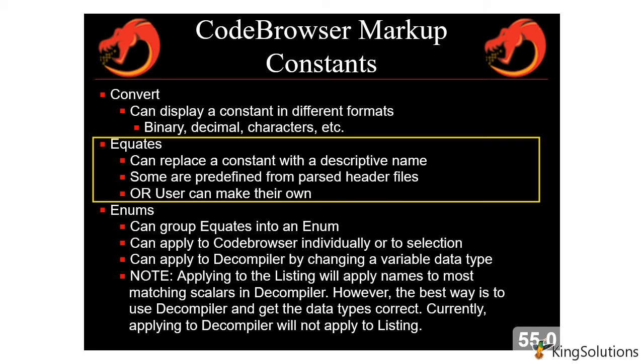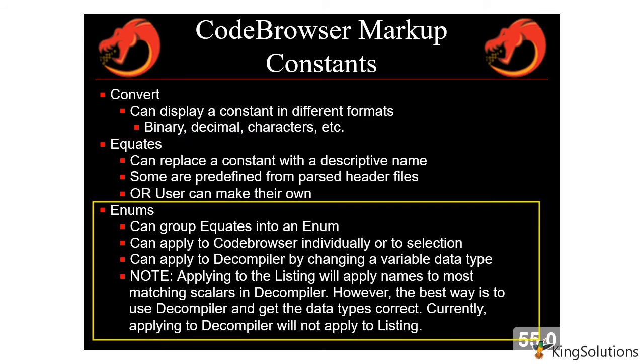Equates. The set equate action only appears on the right-click mouse menu if the cursor is on a constant operand. It only works on the current scalar, or if there is a selection, on all matching scalars in the selection. Equates can replace a constant with a descriptive name. Some are predefined from parsed header files, or a user can make their own.